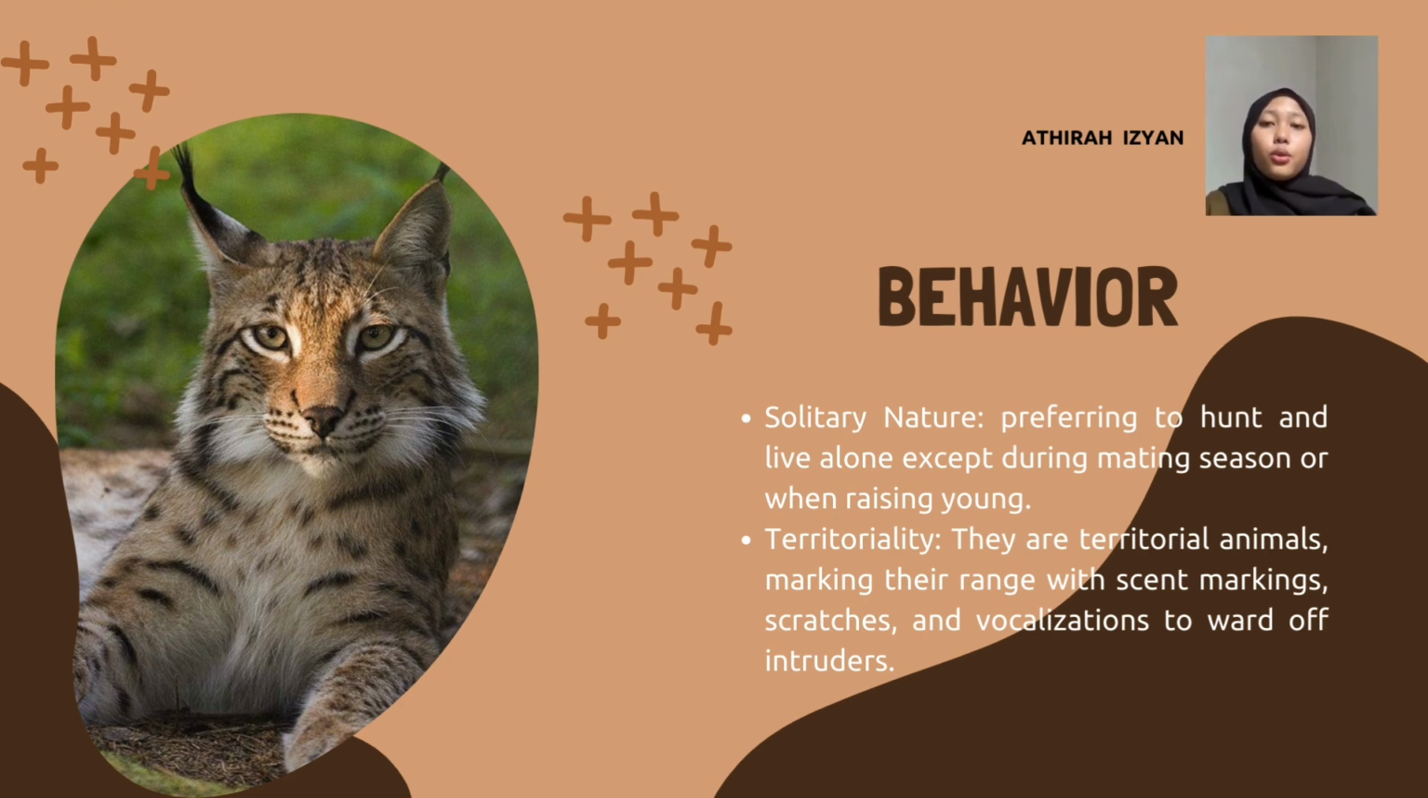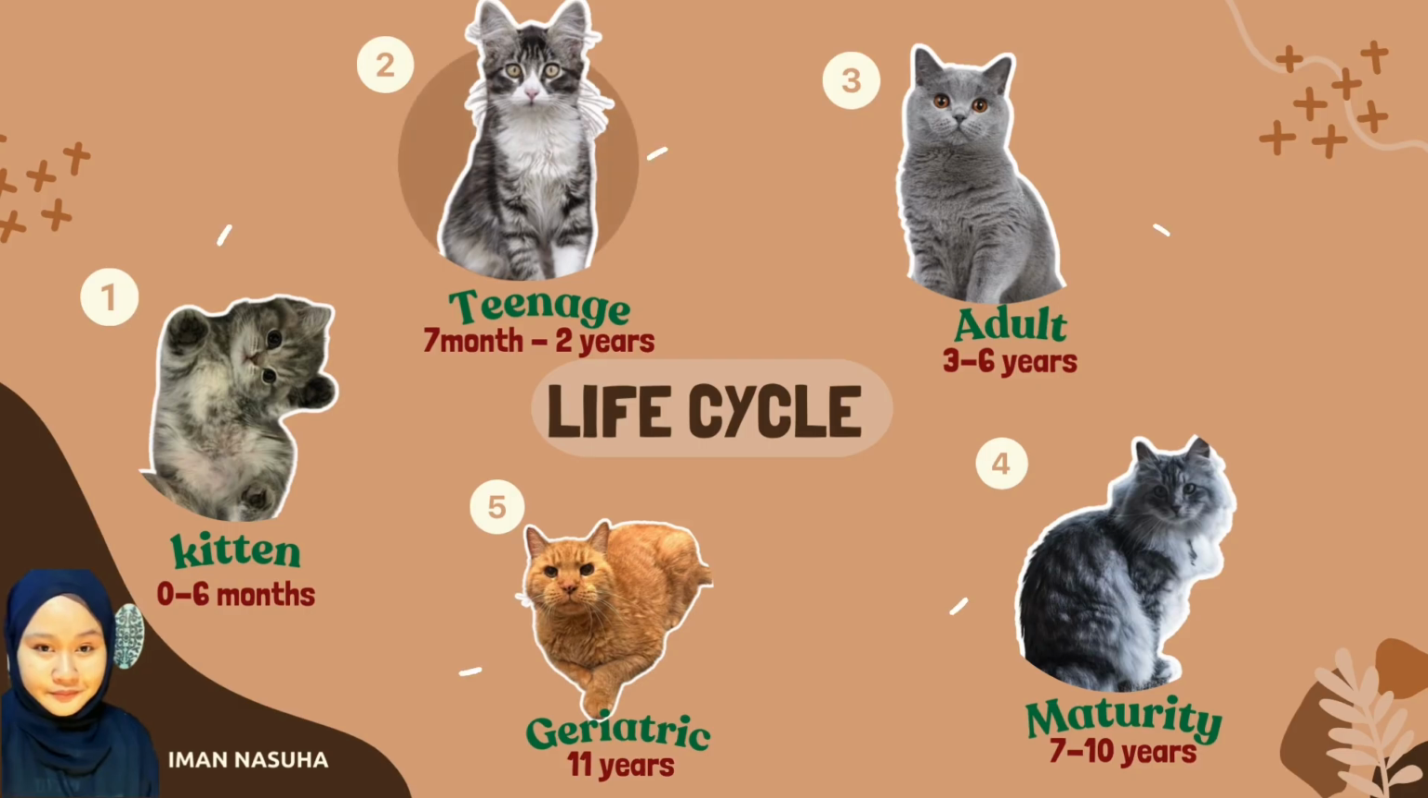Wildcats are also territorial animals, marking their range with scent marking, scratches, and vocalizations to ward off intruders. If there is plenty of food, wildcats sometimes form groups to hunt their prey and to defend a territory from others. And on a sunny day, a wildcat will bask on a tree branch or rocky outcrop where it can keep an eye on its surroundings.